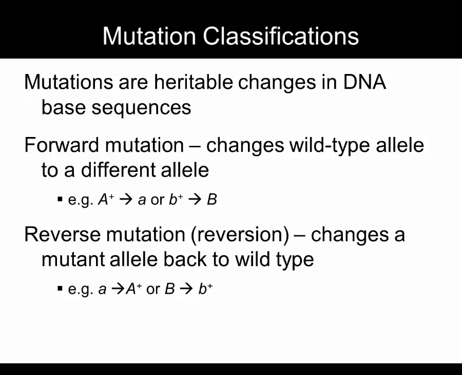There are many ways to classify mutations. A mutation that changes a wild-type allele into something different is called a forward mutation. Remember that wild-type is not directly connected to dominance or recessivity. The new mutant allele could be dominant or recessive to the wild-type allele. There are also reverse mutations, also called reversions. This is when a mutant allele is changed back to the wild-type version.